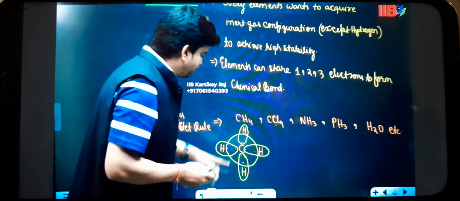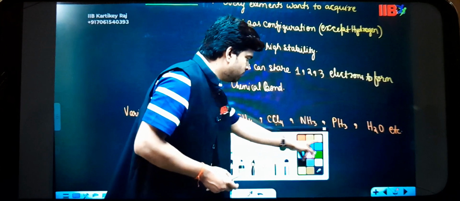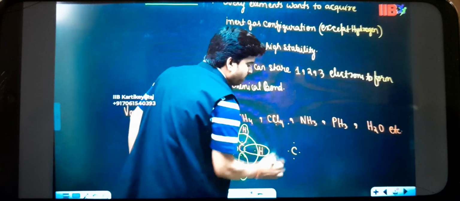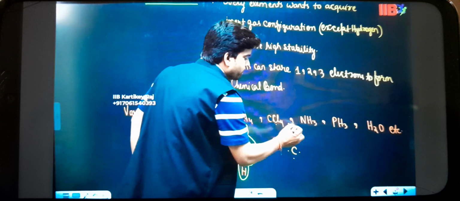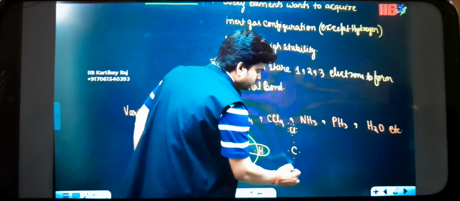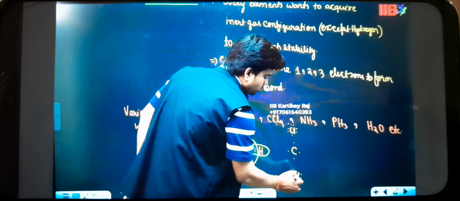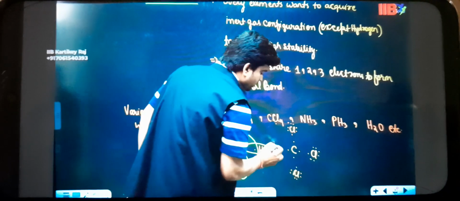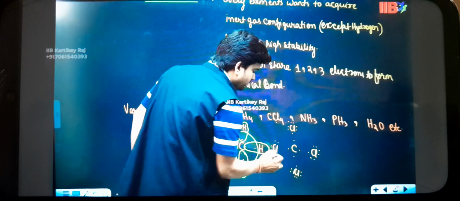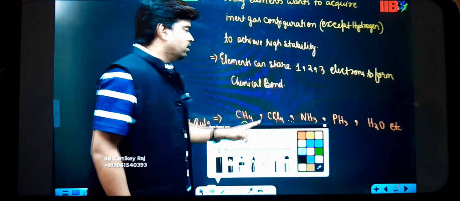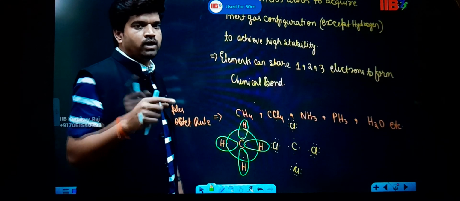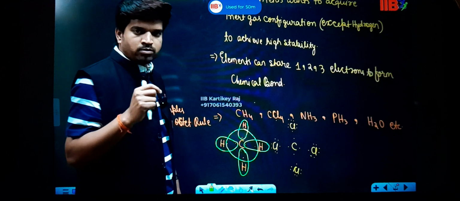Okay. Now see the question CCl4. For example, carbon has 4 valence electrons, chlorine has 7 valence electrons, guys. Now see, again, what is the main perspective of the octet? Every atom wants to acquire 8 electrons in its outermost shell.